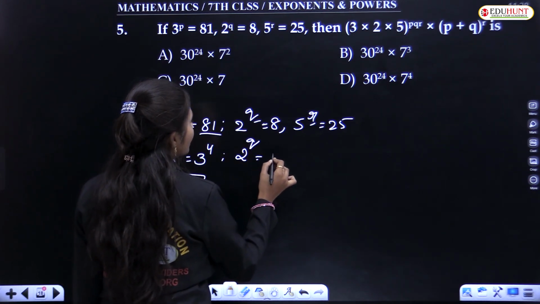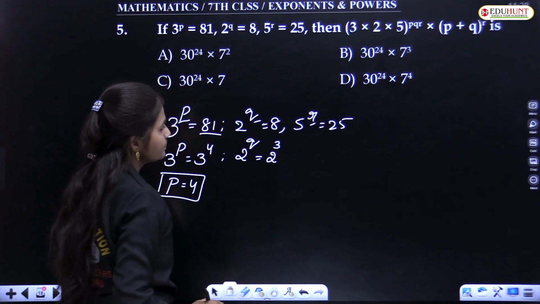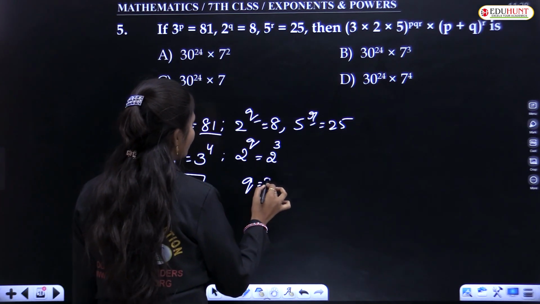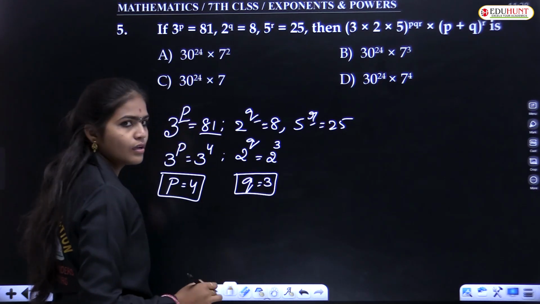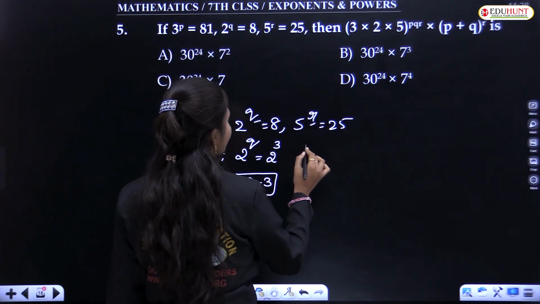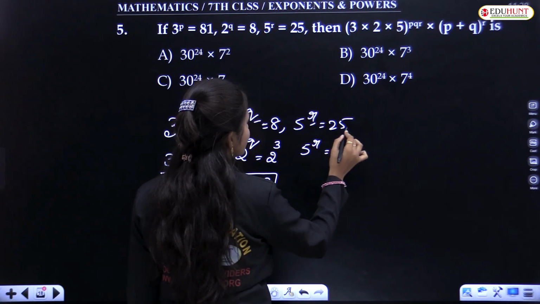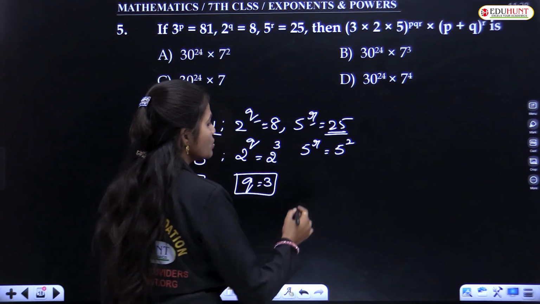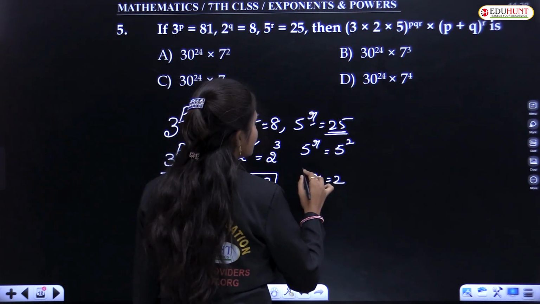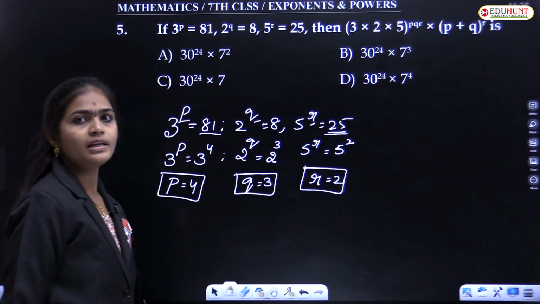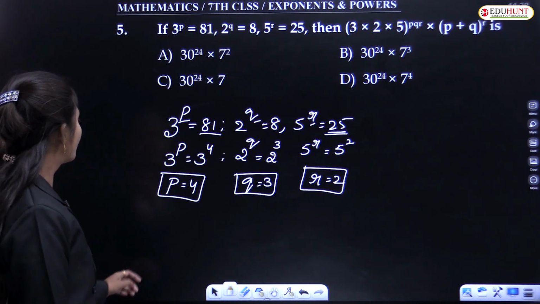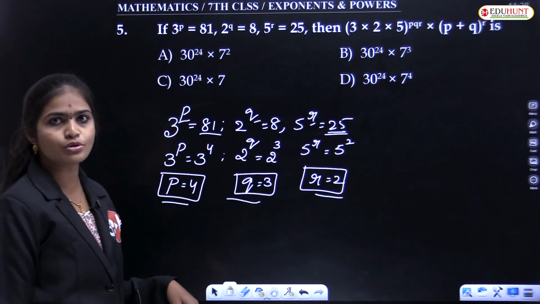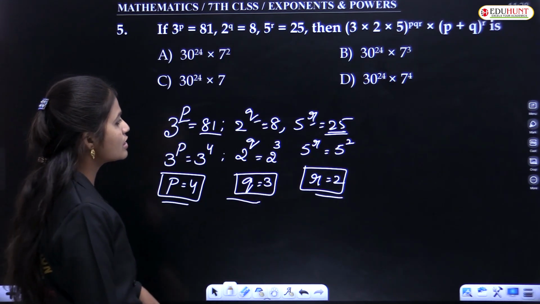Next, 2 power q is equal to 2 cube. 2 2 is 4, 4 2 is 8. So from this, q is equal to 3. Next, 5 power r is equal to 25, we can write it as 5 square. 5 5 is 25. So r is equal to 2. So the values are p is equal to 4, q is equal to 3, r is equal to 2. So we got all 3 values.